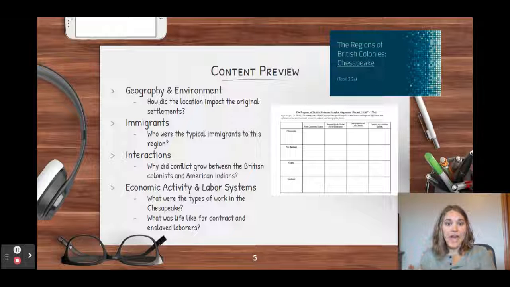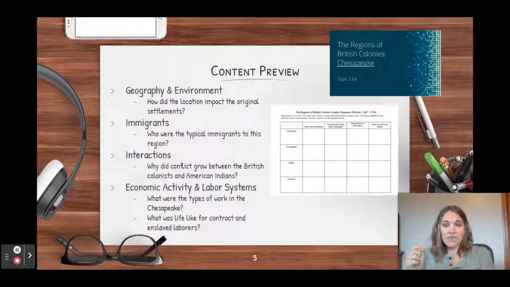And then you're going to look at the imperial goals. But within this, I want for you to include who were the immigrants. Who were the typical immigrants? Were they families? Were they young single men? Was it a diverse group of people, or was it homogenous? Because who they are impacts, or is impacted by, why they were going to this area.